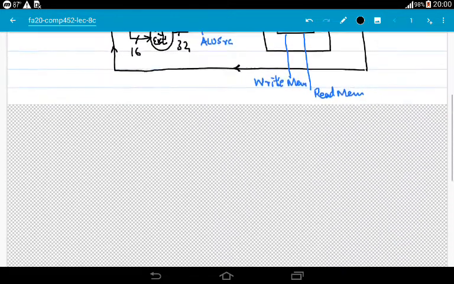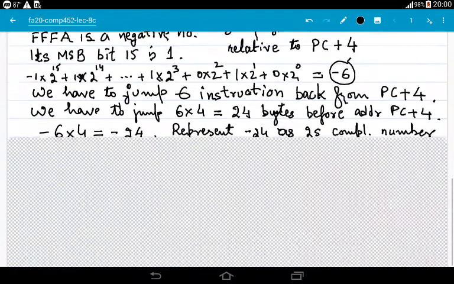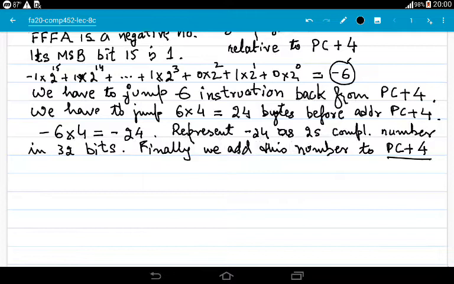So basically, what is this multiplying by 4? In binary numbers, if you want to multiply a number by 4, all you have to do is shift the number left by 2 bits, because 4 is equal to 2 raised to power 2. If you want to multiply a number by 8, you have to shift it left by 3 bits, because 8 is equal to 2 raised to power 3, and so on.